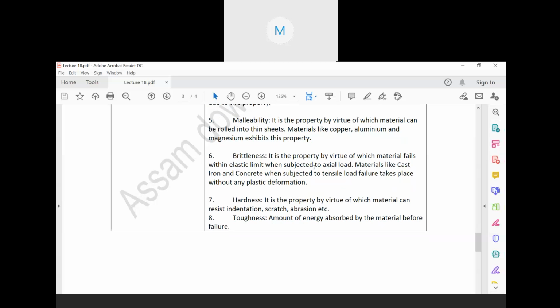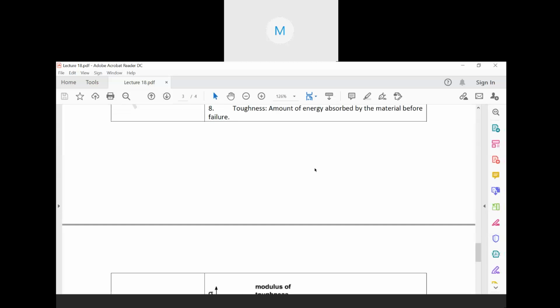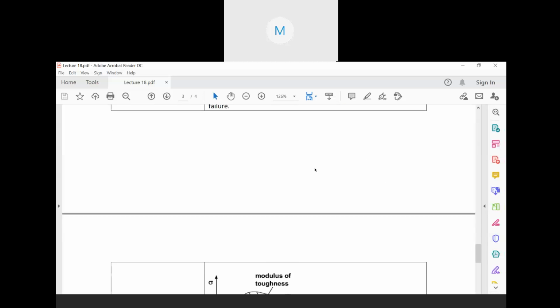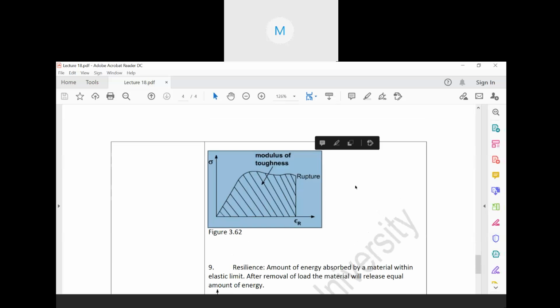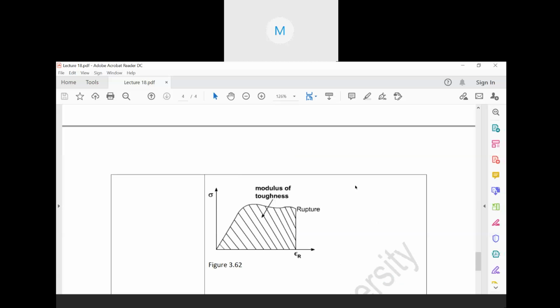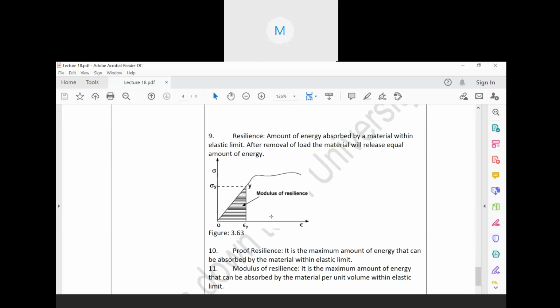Then the other two properties are hardness and toughness. So these are the simple properties. Now this is a graph for rupture. In this graph, you can see that under the curve it is the modulus of toughness. That means how tough the material is.